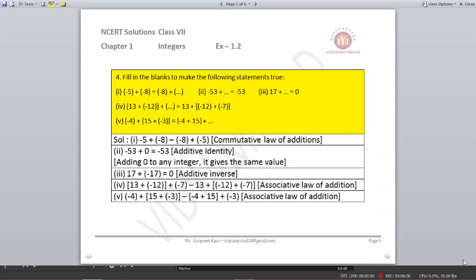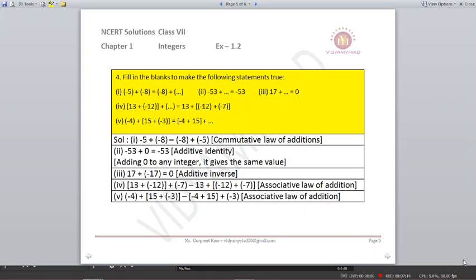Next, fill in the blanks to make the following statements true. Now here you need to understand the various laws or properties of addition or subtraction. With that it will become very easy for you. Now in the first case, it is -5 plus -8 is equal to -8 plus dash. Very easily, if you see the left hand side and right hand side, in both the cases -8 is there and -5 is there on the left hand side. That means on my right also I need to have -5 as my answer.